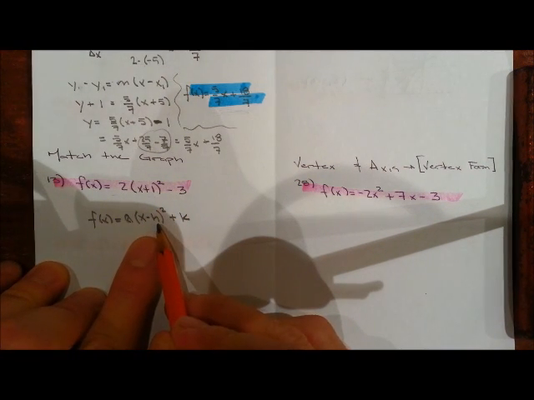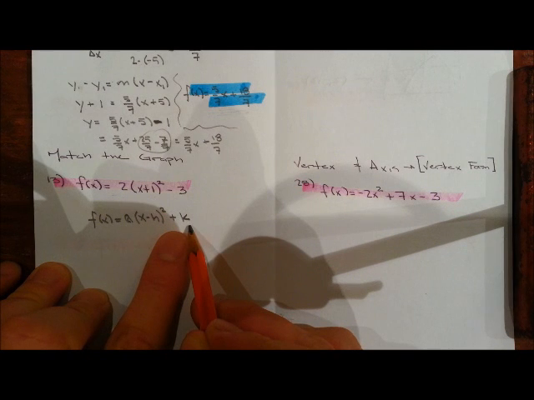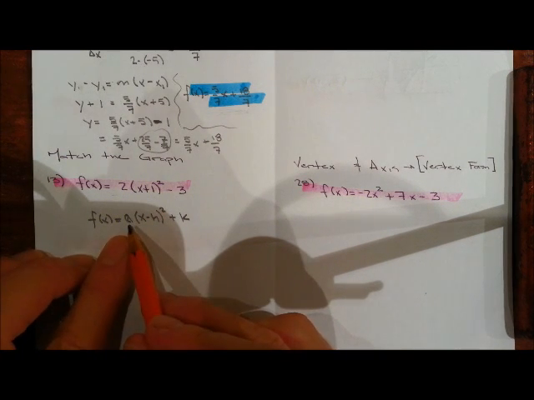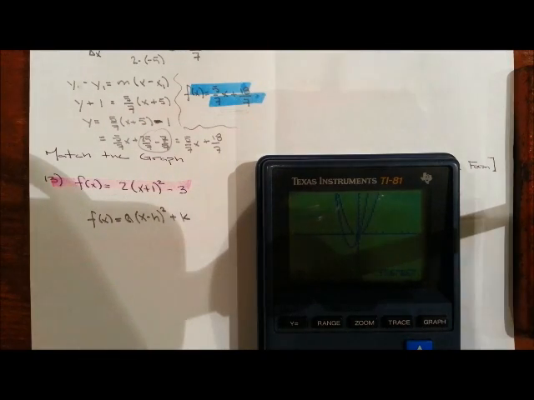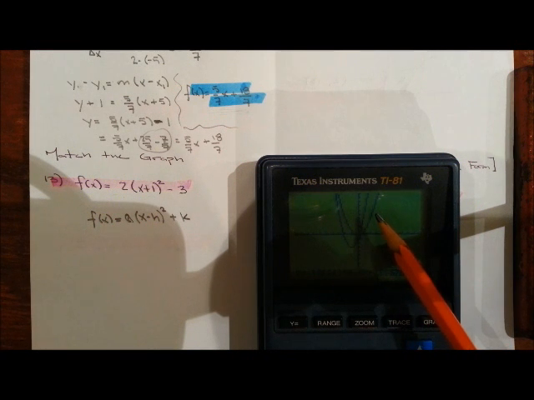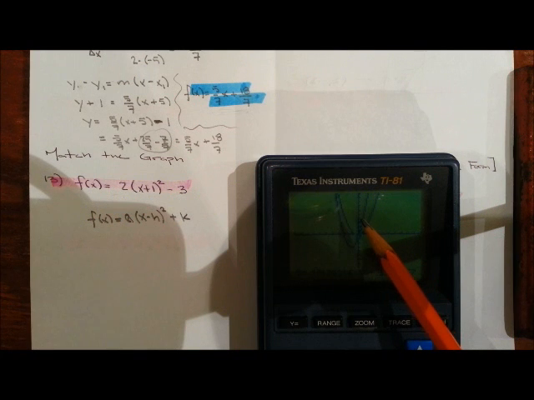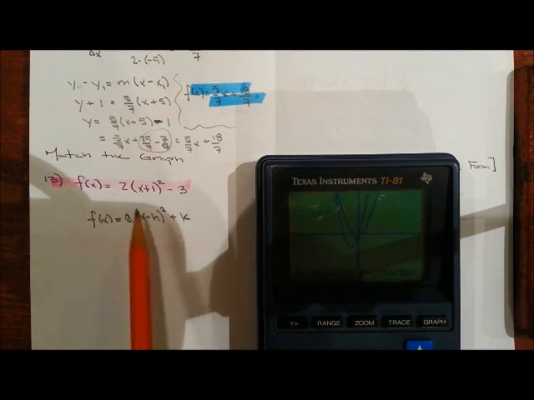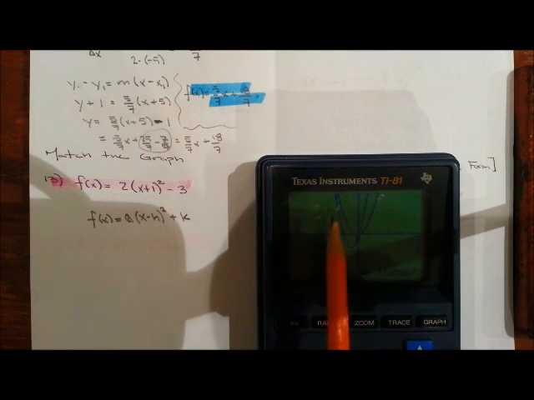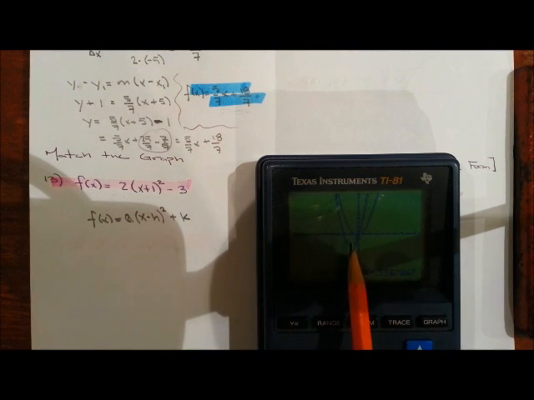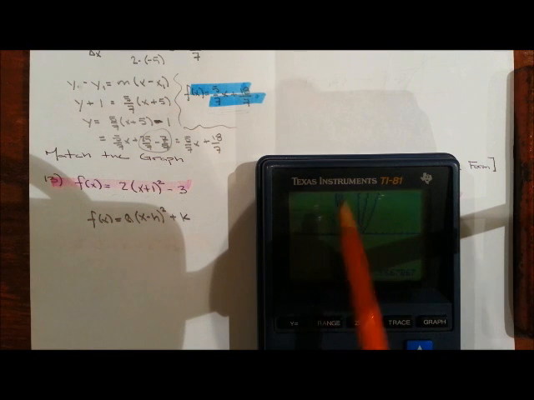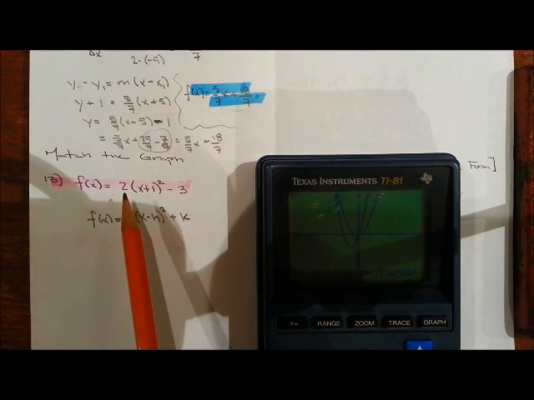This signifies shifts left and right. This signifies shifts up and down. This value signifies my stretch or compression. So looking at my graph, I have the original y equals x squared here, and I've taken that and shifted it 1 unit to the left for the x plus 1 and 3 units down for the negative 3. But then what I've also done is I've stretched this with the multiplication of 2.